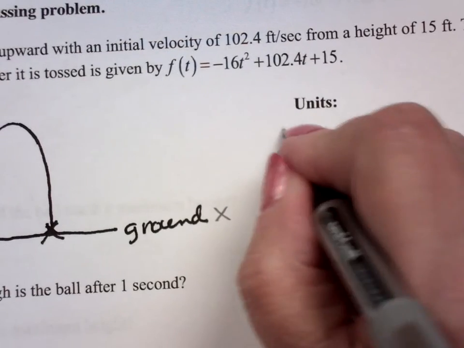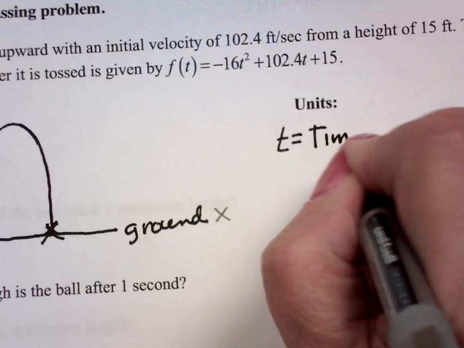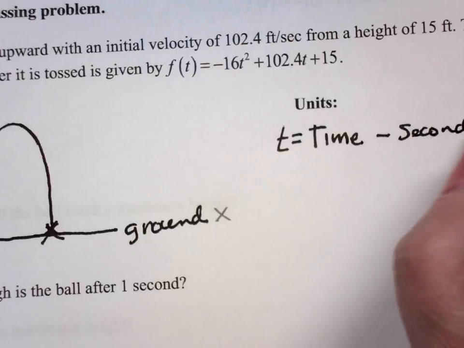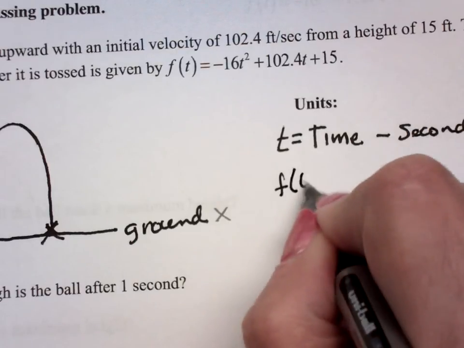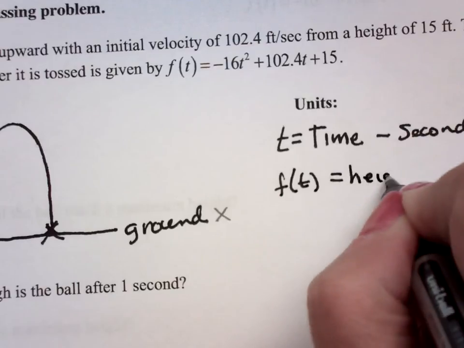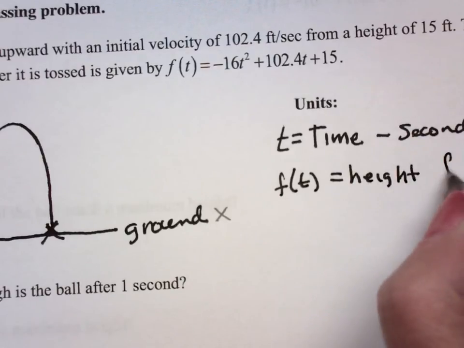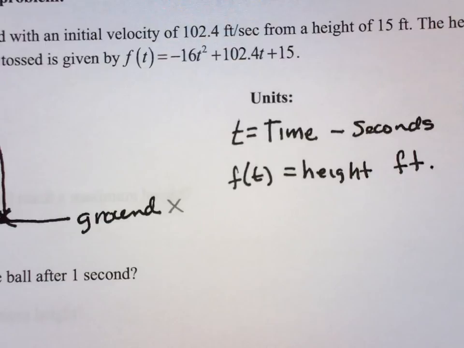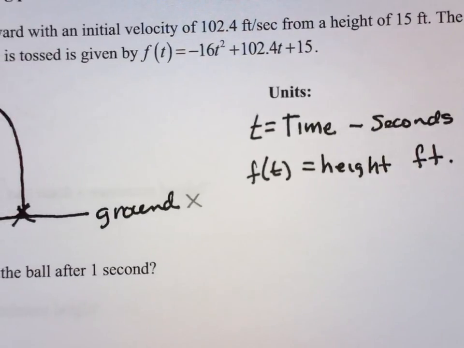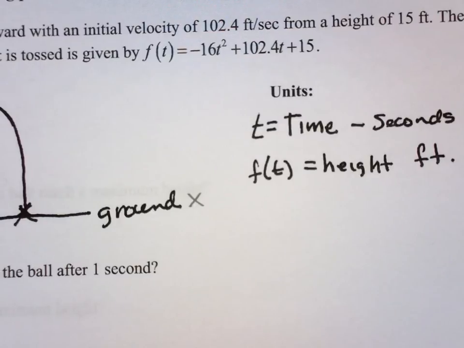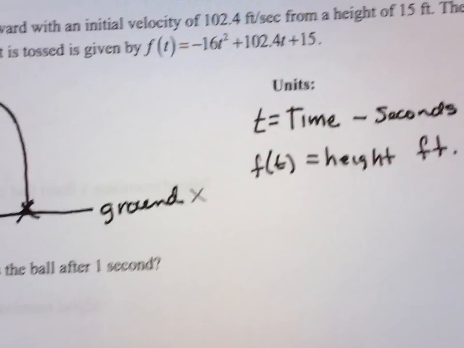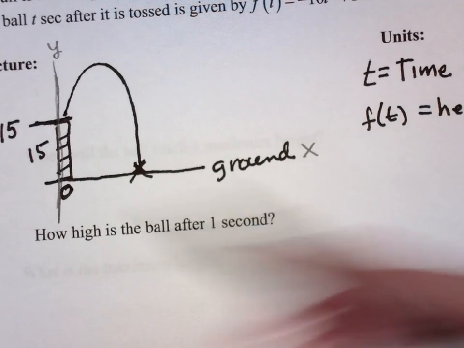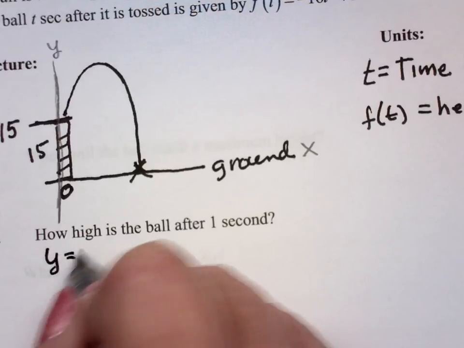Now, what are the units? Well, t is time. And time is in seconds. And f of t is height, and looks like it's in feet. So height in feet. That kind of helps me to know whether I'm looking for x or whether I'm looking for y. And that's true of the first one. It says how high. How high is height, so I want to know what y is.